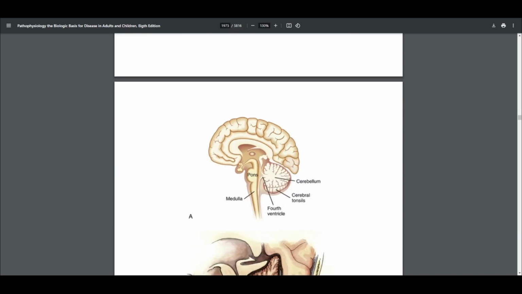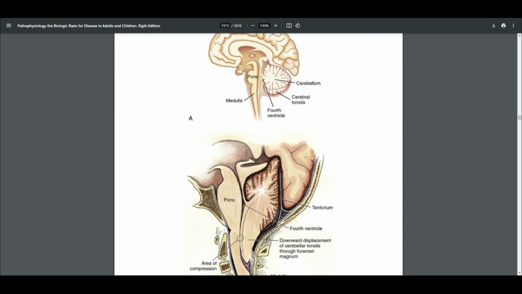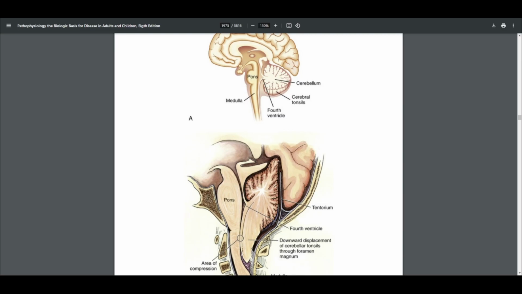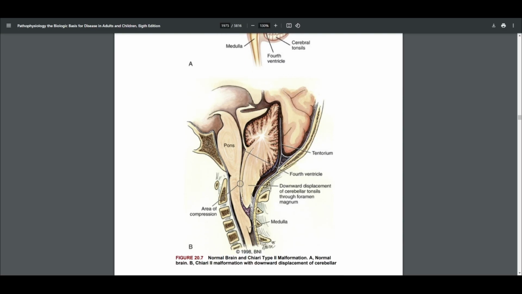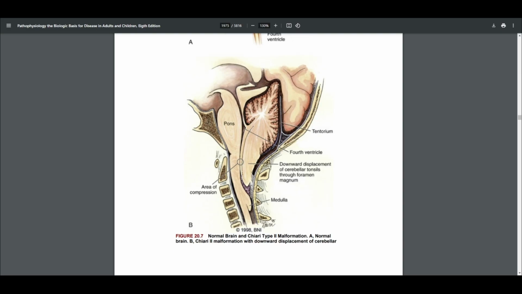So here we see the pons, the medulla, the fourth ventricle, cerebellar tonsils, and the cerebellum, and the normal brain and Chiari type 2 malformation. So here if you're going to take a look, pause, this way you can review your anatomy. Cannot hurt.